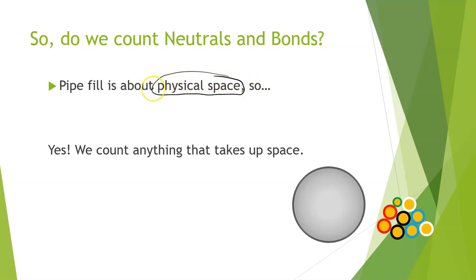So because of that, if you think about the question, do we count neutrals and bonds? Well, it becomes very obvious. Absolutely you count neutrals and bonds, because at the end of the day, a bond wire, even though it doesn't carry current, absolutely occupies space, and therefore you have to count it when you're doing pipe fill calculations. Same thing with neutral conductors. A neutral conductor doesn't necessarily carry a significant amount of current, as in the case of a balanced three-phase four-wire system, but it does occupy space, so it has to be counted when we're doing pipe fill.